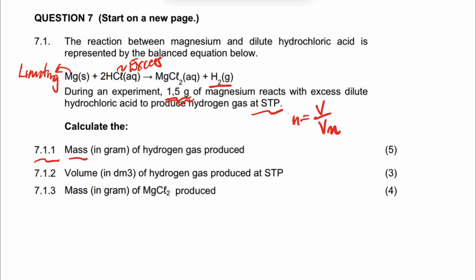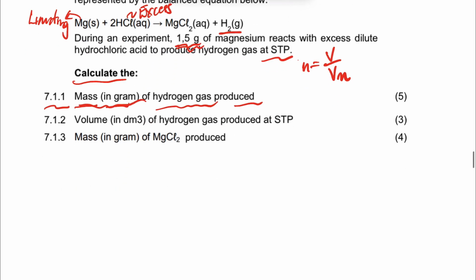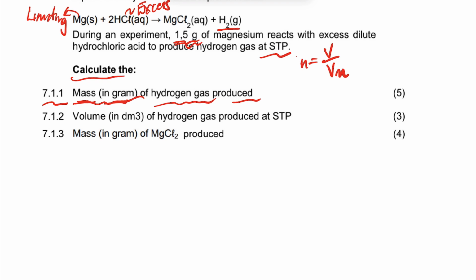It says calculate the mass in grams of hydrogen gas produced. So we want the mass of the hydrogen that is produced. Remember, the hydrogen is produced at STP. So what are you going to do? You're going to do a mole ratio of what you have, which is the magnesium, 1.5, and what you're looking for, hydrogen. But before doing the mole ratio, you need to convert the mass that you are given to number of moles.